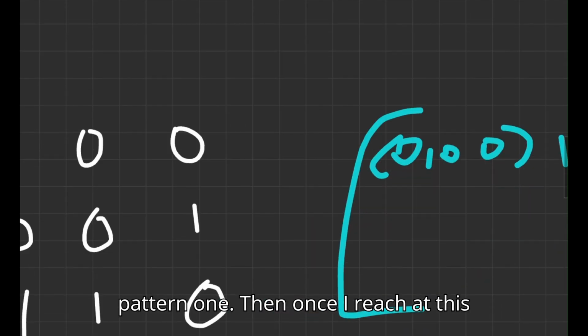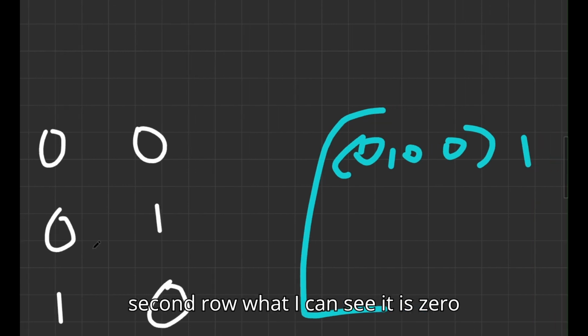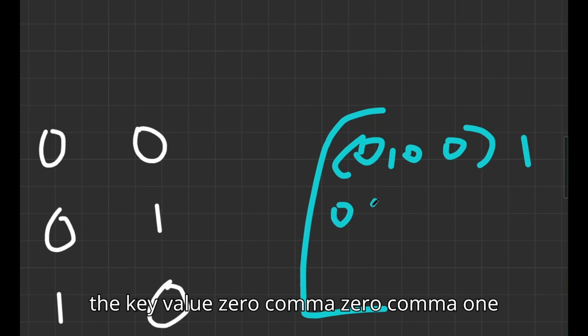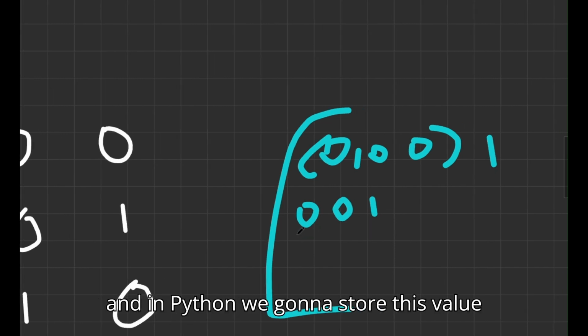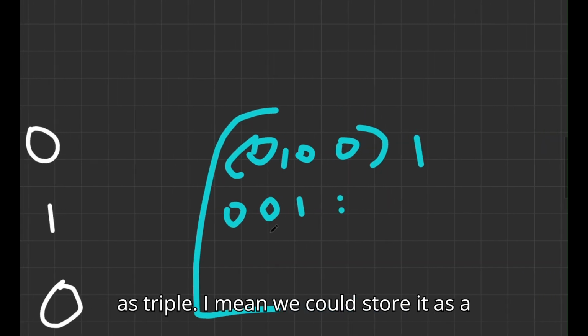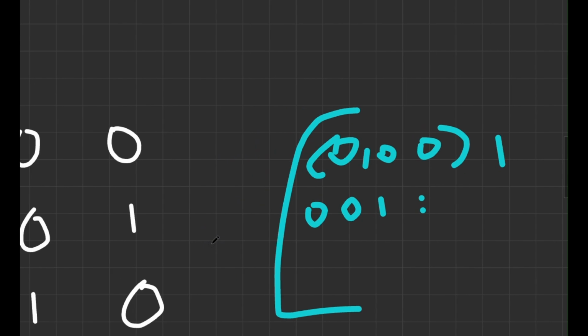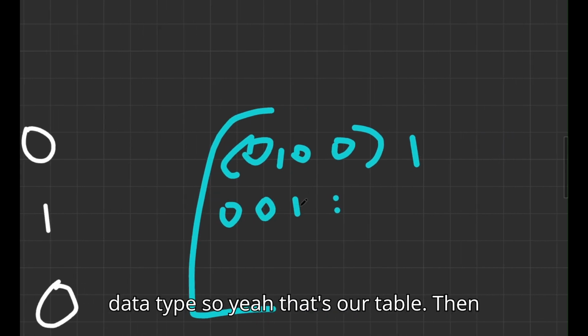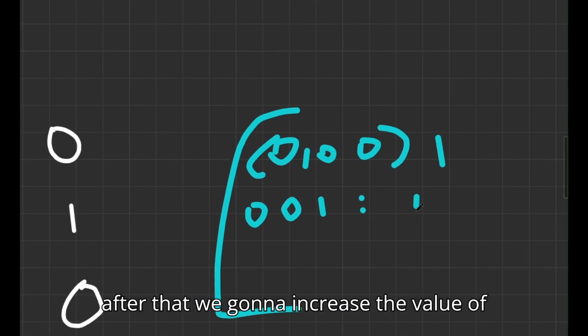Then once I reach the second row, what I can see is 0, 0, 1. So it's going to store the key 0, 0, 1, and in Python we're going to store this as a tuple. I mean, we could store it as a string, but it doesn't matter anyway, since in a dictionary we want an immutable data type. So yeah, that's our tuple. Then after that we're going to increase the value to 1.